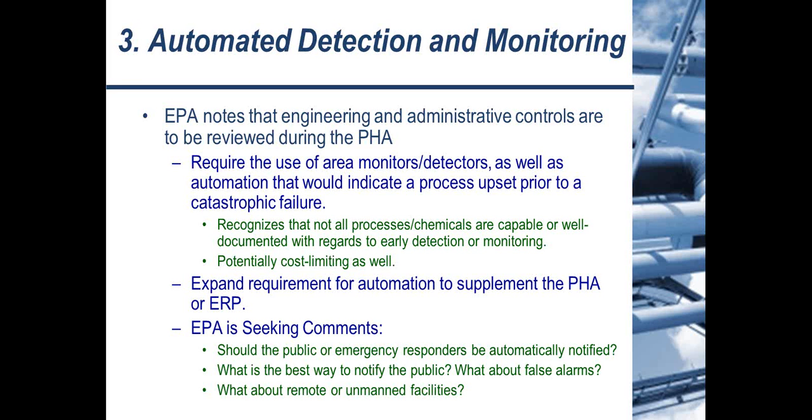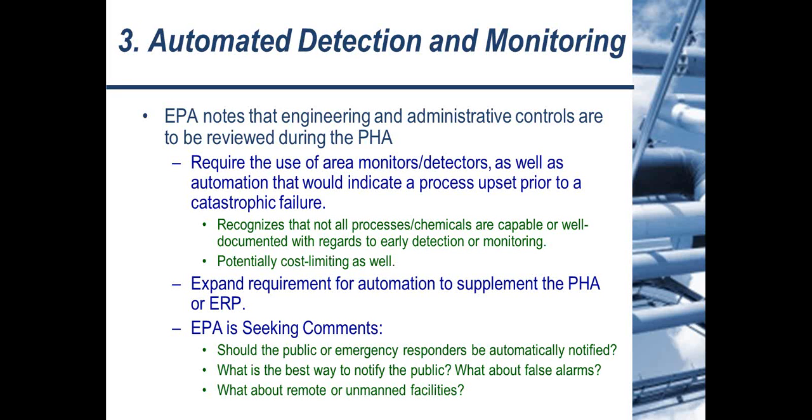And recognize that this might not be possible for all processes or chemicals, and there may not be well-documented industry standards on how to do some of these things. And also, with regards to area monitoring, they recognize this can be extremely expensive and pretty difficult to maintain. So they're seeing what the cost-benefit analysis is, as well as the feasibility for some facilities. And it expands the requirement for automation to supplement the PHA or ERP.